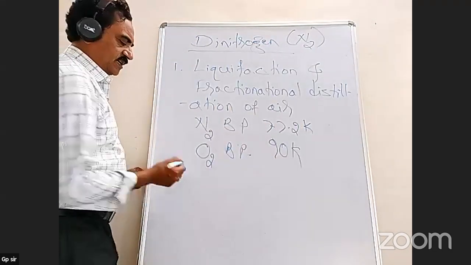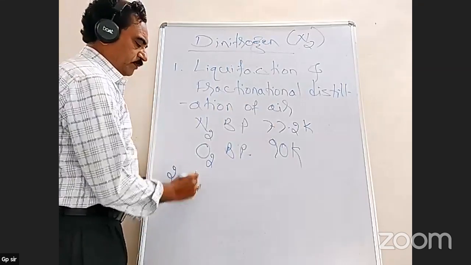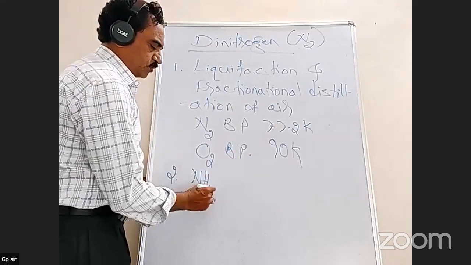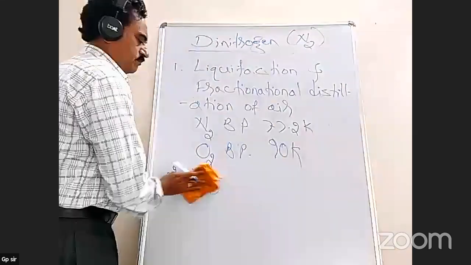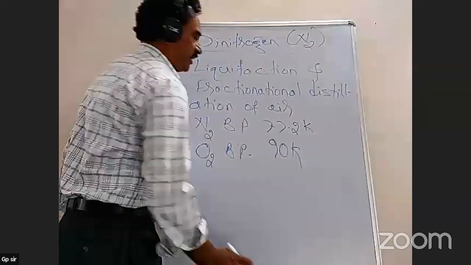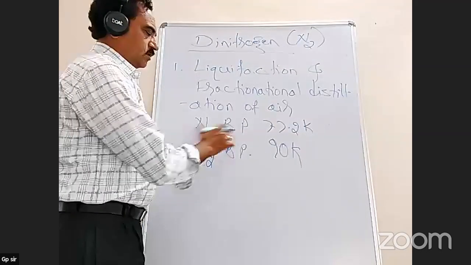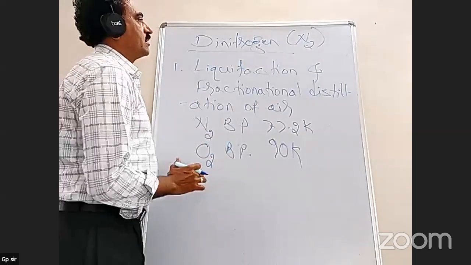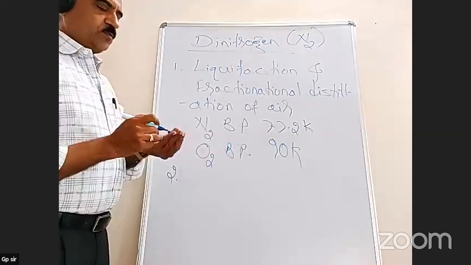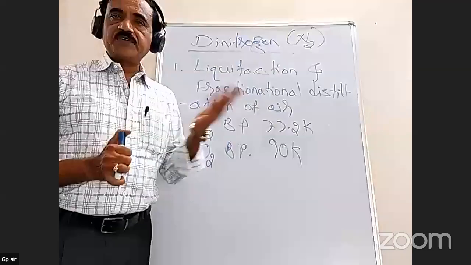The second method is, it can be prepared by the thermal decomposition of ammonium dichromate. Okay, better you note some of these points, then only you can remember. You must make notes, because many points come in this chapter and it becomes difficult to remember.